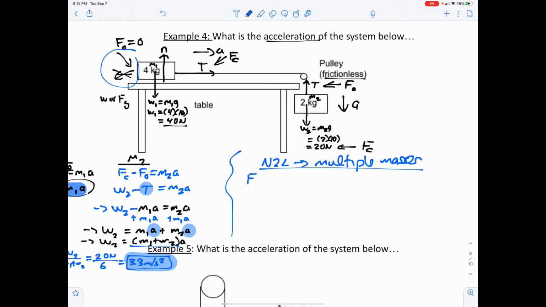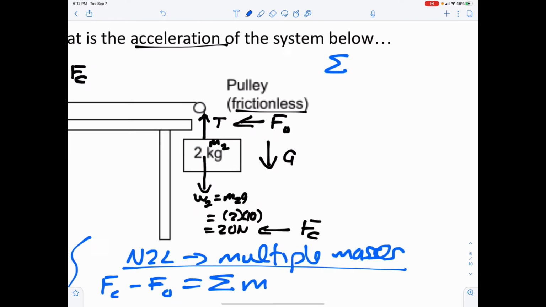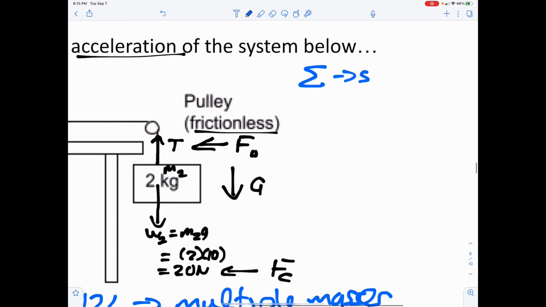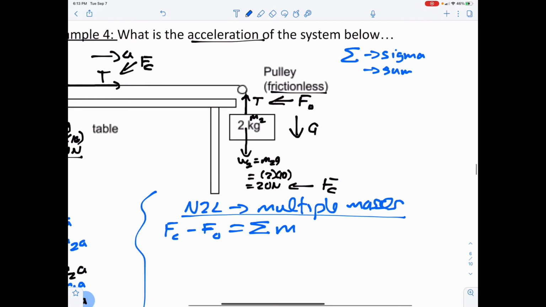It's going to be causing force minus opposing force, but it's going to be equal to the sum of your masses, sigma. For those of you that have never seen that before, this little thing that looks like an E is the Greek letter sigma, and it stands for sum, adding. Okay, so what are we doing? We're adding our masses, adding all the masses times A.